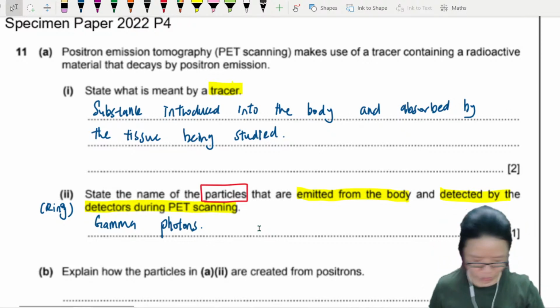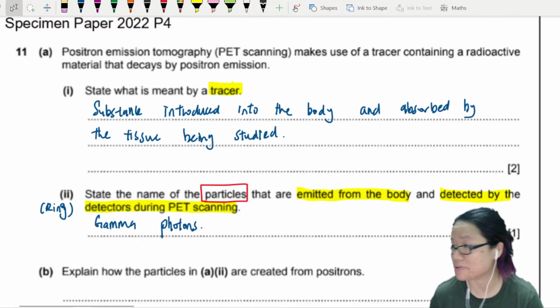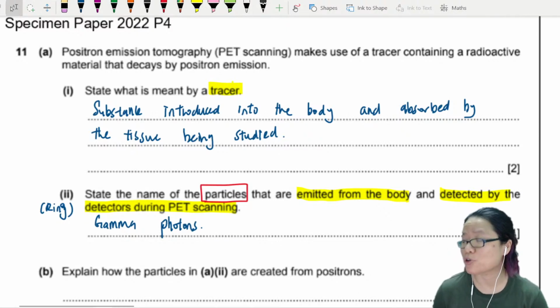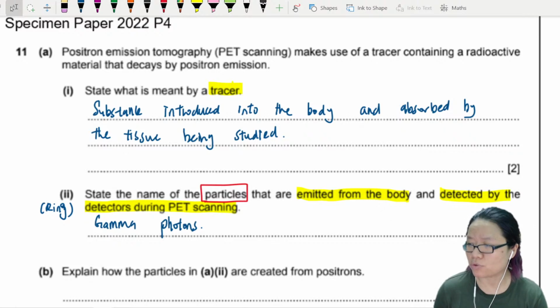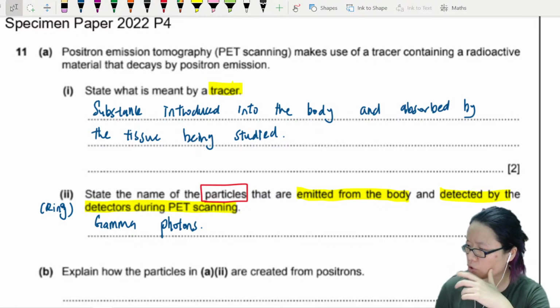Good news to you. If you are sitting for new stuff in the syllabus for the first time, Cambridge will normally ask it at a pretty basic level, to warm up the syllabus kind of thing. Okay, so try not to use the word rays because we are treating this gamma like a particle or a photon.